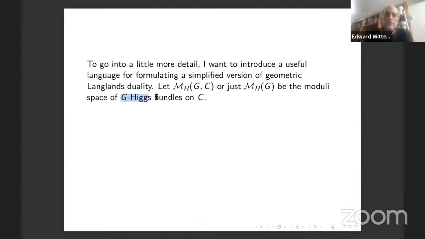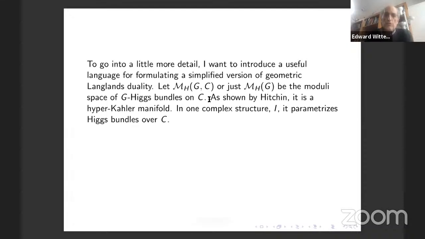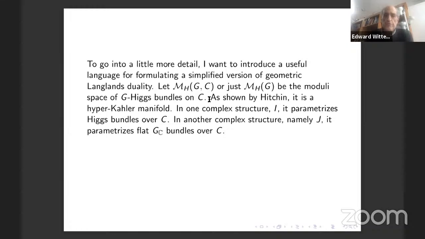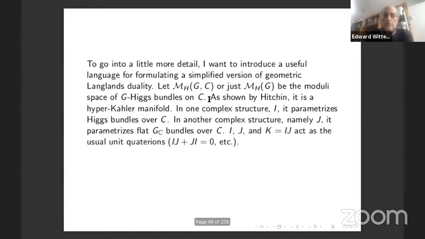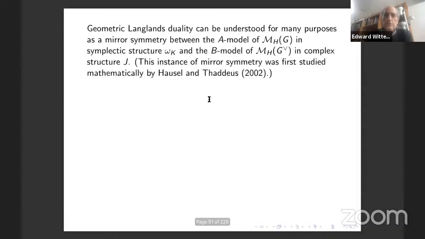So, the moduli space of G Higgs bundles on a curve C is what I'll call M sub Higgs of G and C. Well, H is Higgs or Hitchin, as you wish, or just MH of G if C is understood. As shown by Hitchin, this is a hyperkähler manifold. In one complex structure, it parameterizes Higgs bundles. In another complex structure, it parameterizes flat bundles over C. So the two complex structures and their product act as the unit quaternions, making a hyperkähler structure. There also are the 3 corresponding Kähler forms.